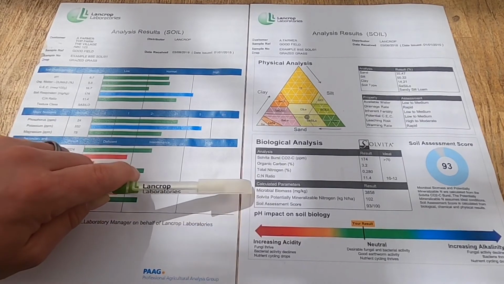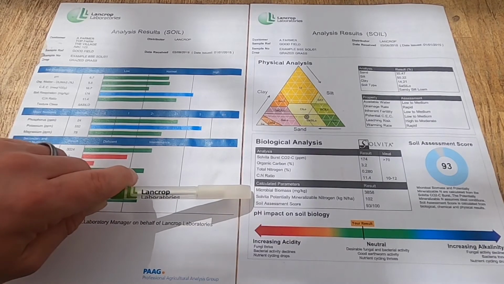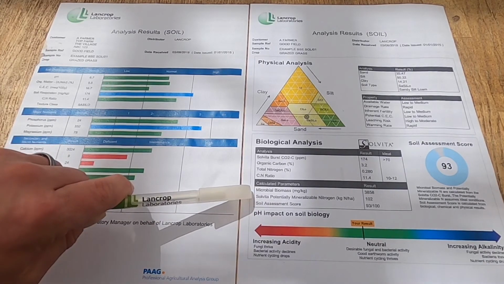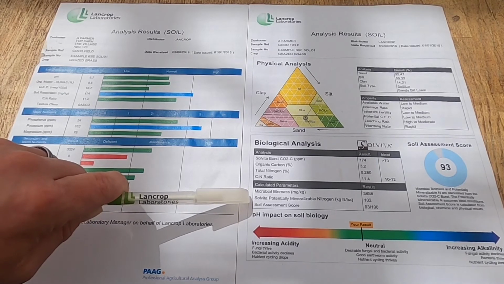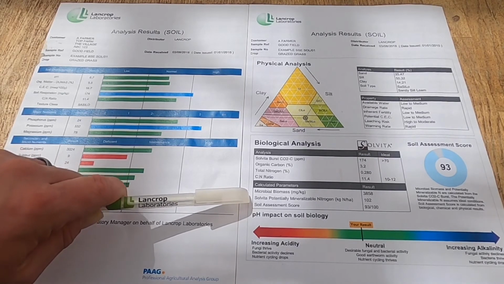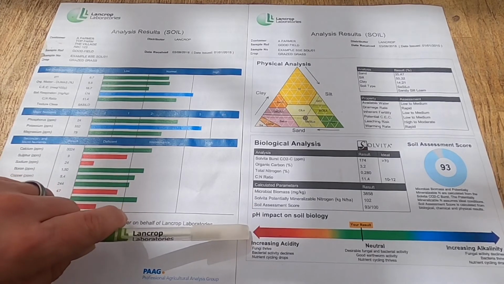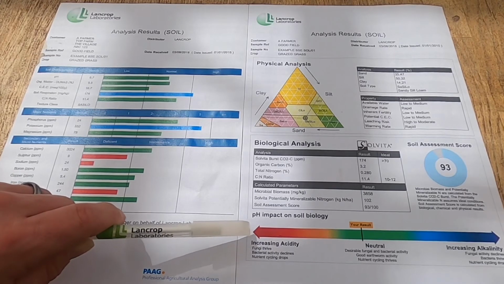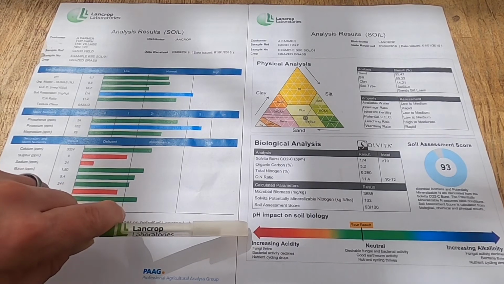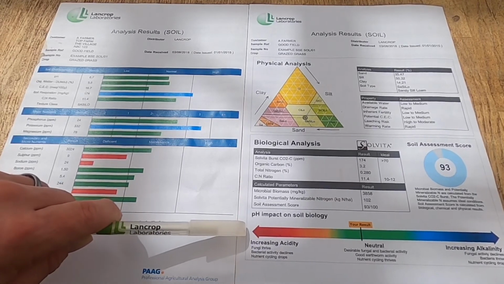Derived from that, we've got a microbial biomass and also a potentially mineralizable nitrogen amount there as well, because obviously we want this biology to cycle nutrition into plant available forms. Right at the bottom of the report, we have a reinterpretation of the pH result and how it may be impacting upon the soil biology, the bacterial and fungal populations.